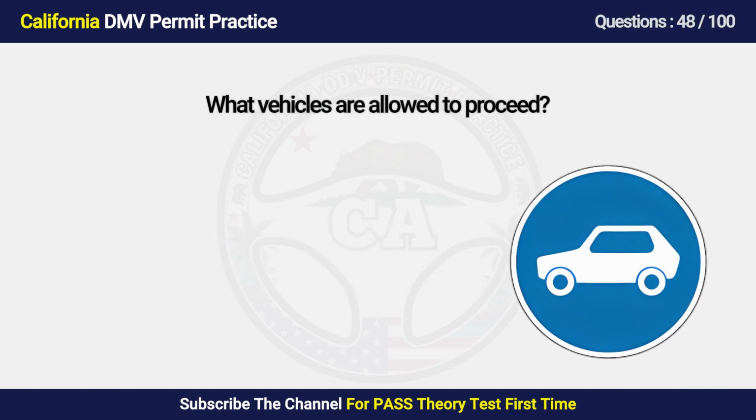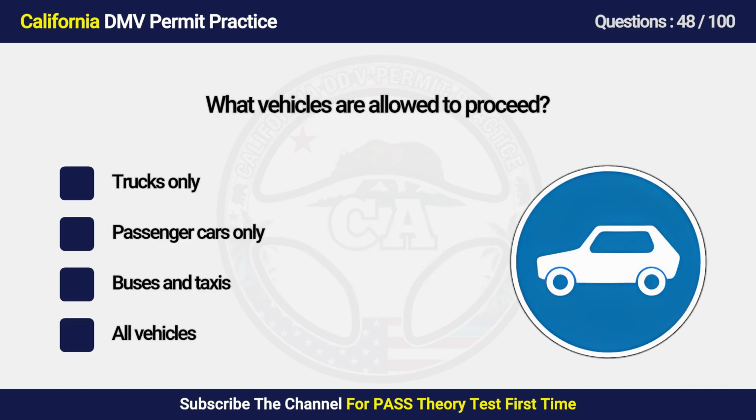Question 48. What vehicles are allowed to proceed? A. Trucks only. B. Passenger cars only. C. Buses and taxis. D. All vehicles.